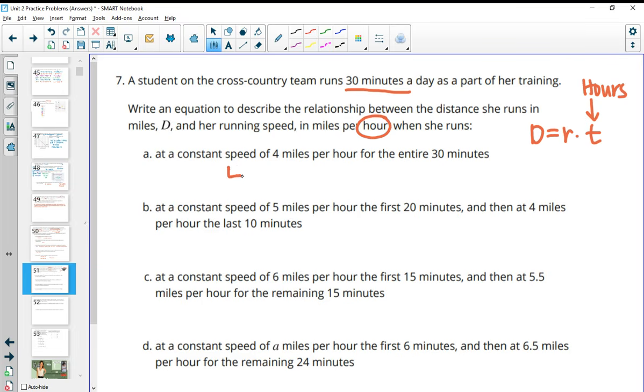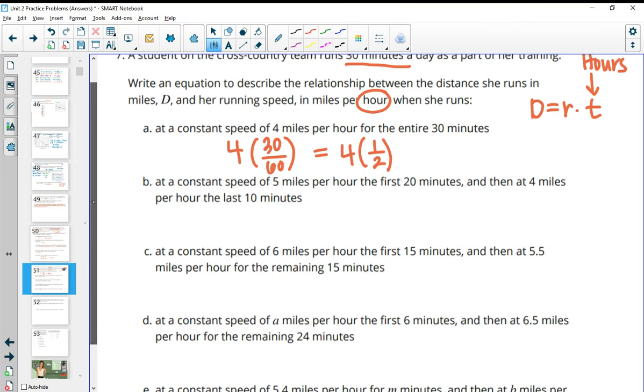So if she's running at a constant speed of 4 miles per hour for 30 minutes, 30 out of 60 for the hour, right? So 30 minutes out of 1 hour. So 4 times 30 over 60. And you can certainly simplify that if you want to. So you could say 4 times 1/2 or half of an hour, right? 30 minutes is half an hour.